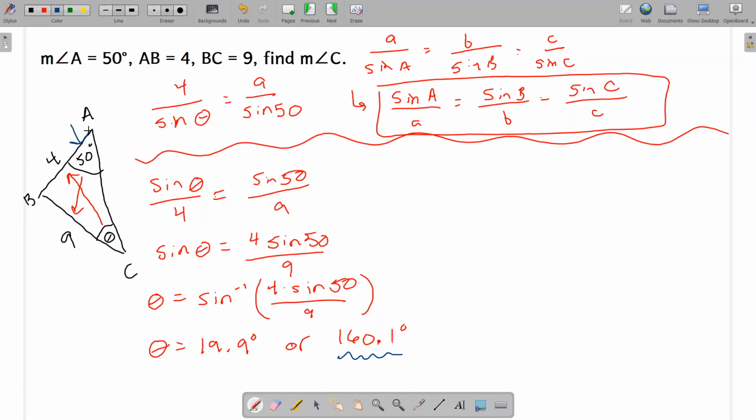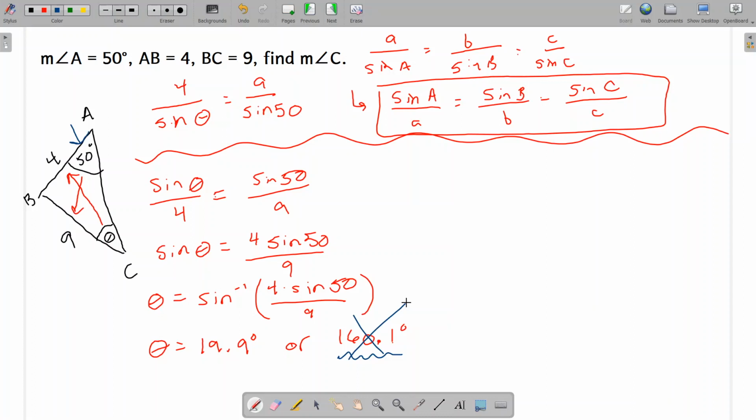So already with this 160.1 degree angle and the 50 degree angle that's already there, we're breaking that rule of interior angles only adding to 180 degrees. So we need to eliminate this angle. That's not an actual solution because it's going to make the interior angles exceed 180 degrees.